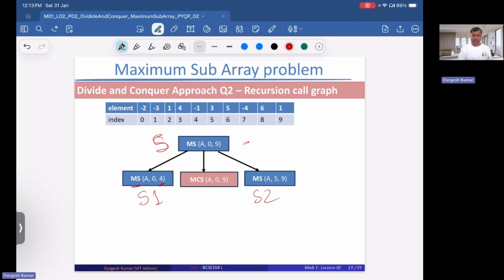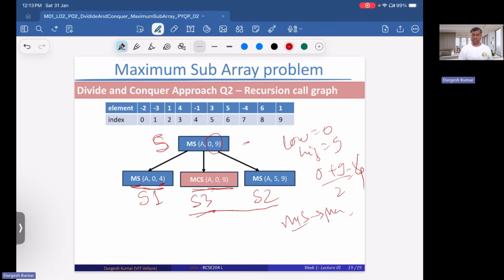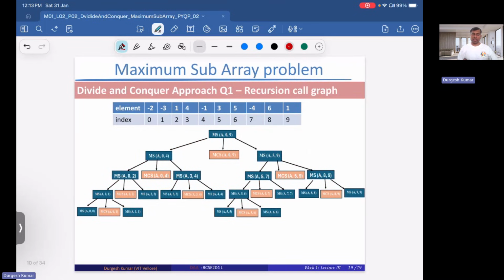The 4 we got by adding 0 plus 9, divided by 2. So low equals 0, high equals 9, and (low plus high) by 2, that is (0 plus 9) by 2, is 4. So the first call will be MSA(0,4). Next call will be MSA(5,9). MSA stands for maximum subarray. And there would be a third problem, the maximum crossing subarray, that spans from 0 to 9. So these are the three function calls. The complete function call graph will look like this: MSA(0,9) will call MSA(0,4), MCSA(0,9), MSA(5,9), and so on.